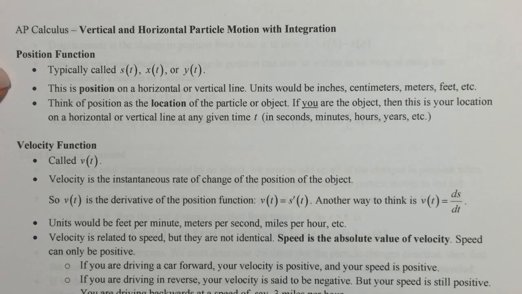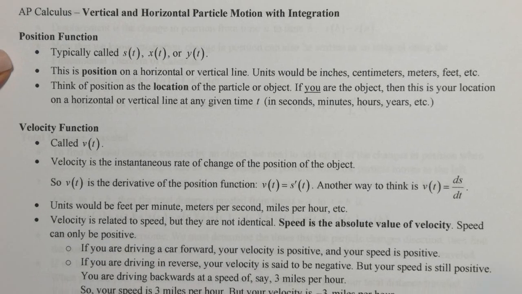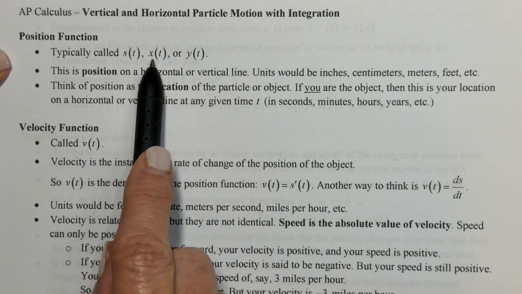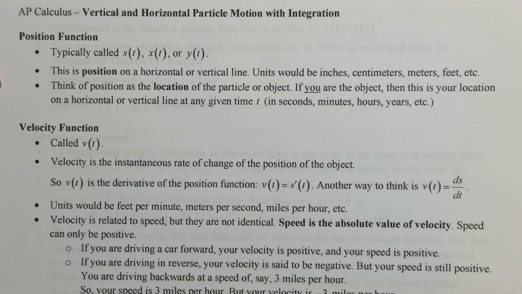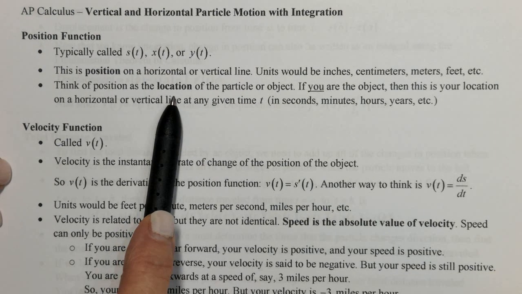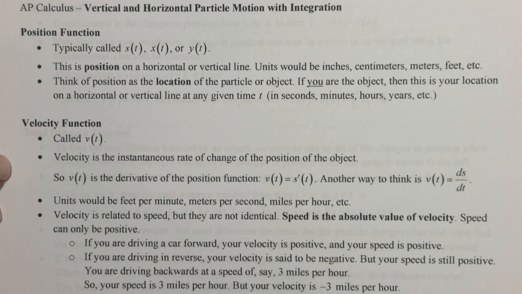So let's begin with the position function. Typically S, X, or Y. S is in general. S of t is the general position function. If we're on a horizontal line, sometimes the position will be called X. If we're on a vertical line, sometimes the position will be called Y. So units would be in inches, centimeters, meters, feet, etc. Think of position as the location of the particle or object at any given time.